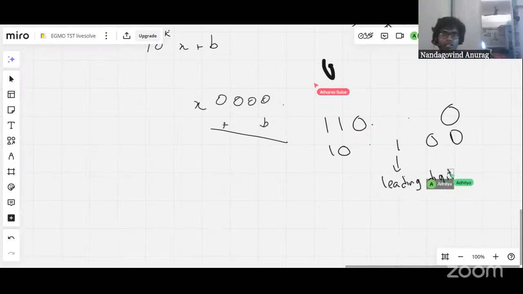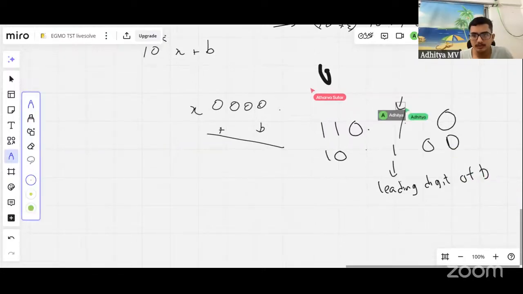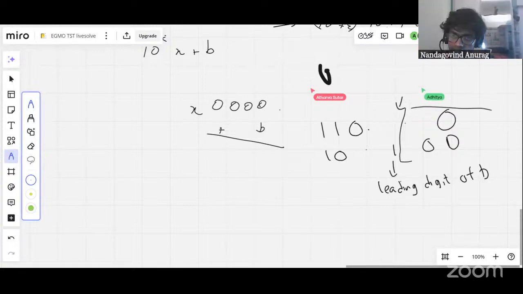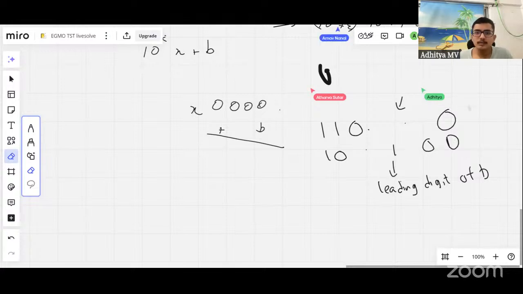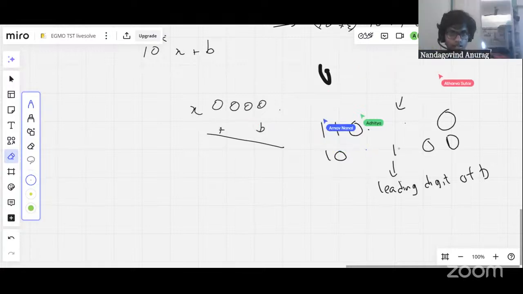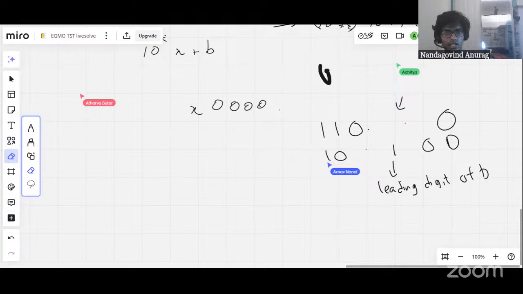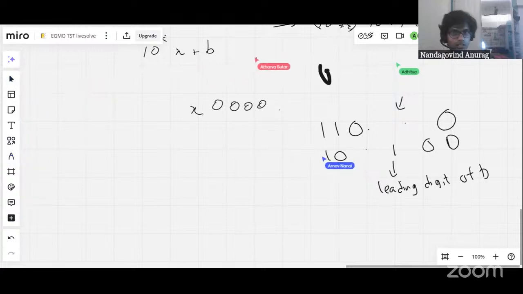Okay. And now what happens is that b will edit this. So like this entire segment will be the exact same. Yeah, that works. So b has to be less than 10 to the k, I think. Leading digit of b has to be less than 10. And obviously all numbers of that form work.